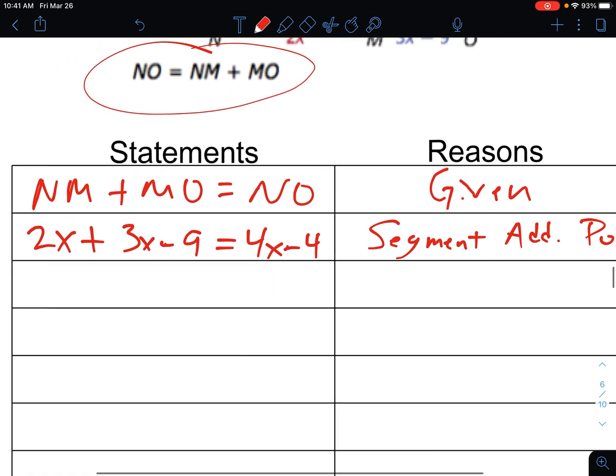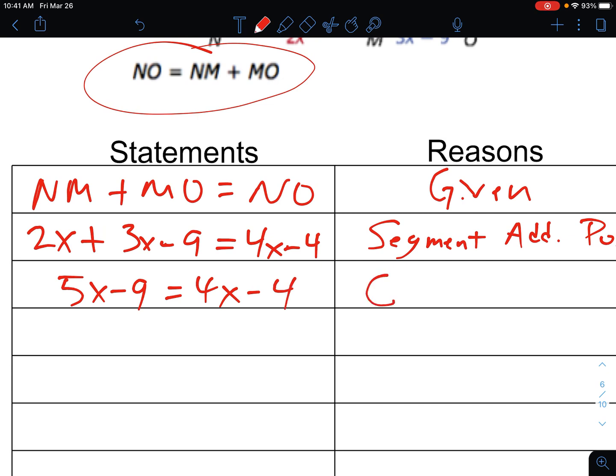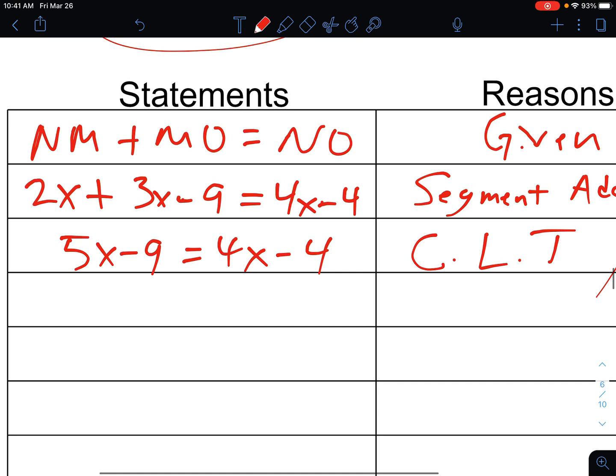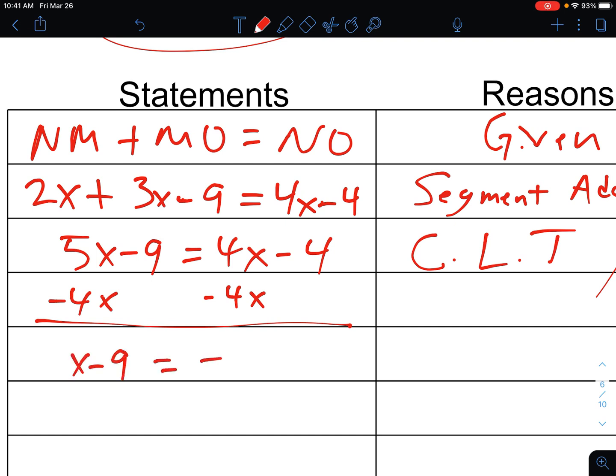All right. And this is where it's nice to have that algebra done. But now I'm going to collect like terms. 5x minus 9 equals 4x minus 4. Combined like terms. Or that word, simplify. Okay. Then we would subtract 4x. And then we get x minus 9 equals negative 4. And this was the subtraction.